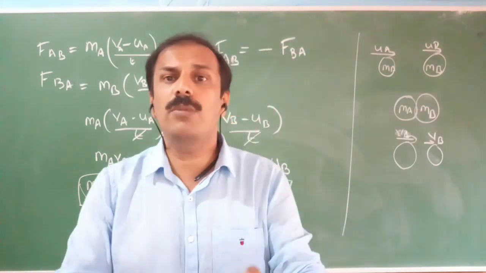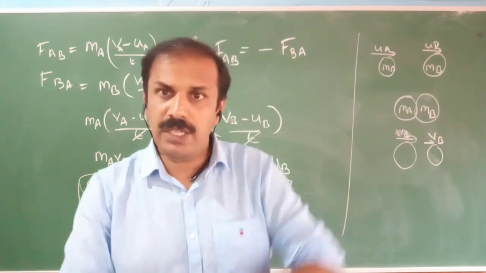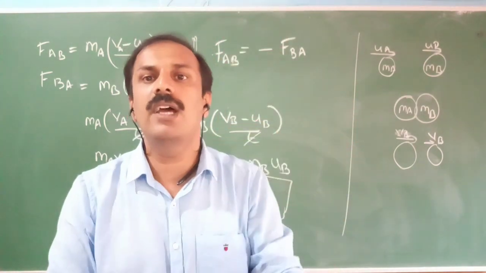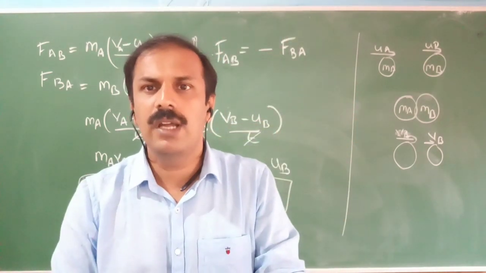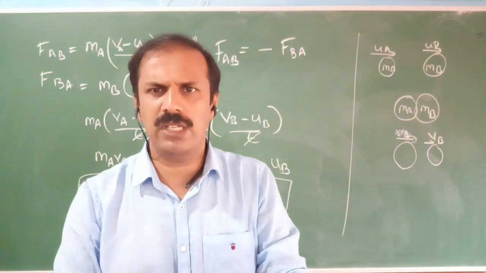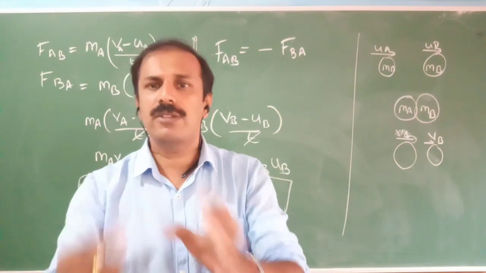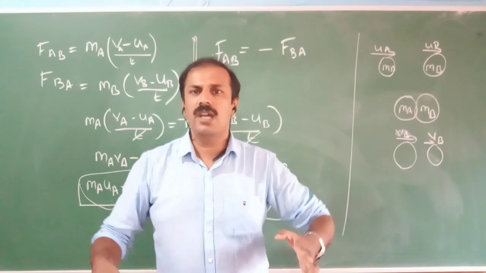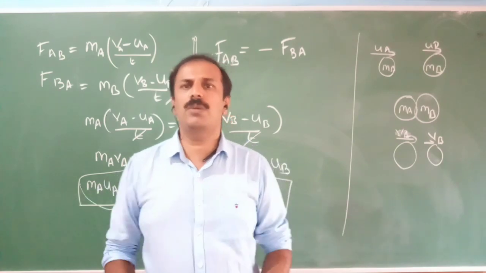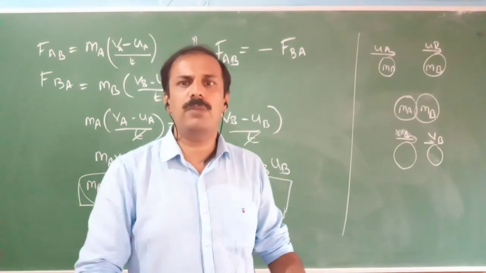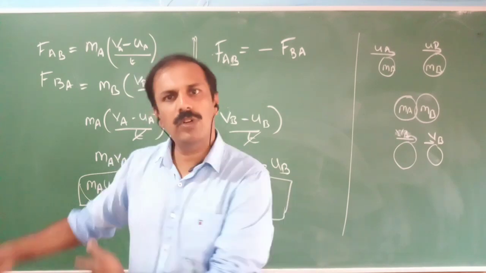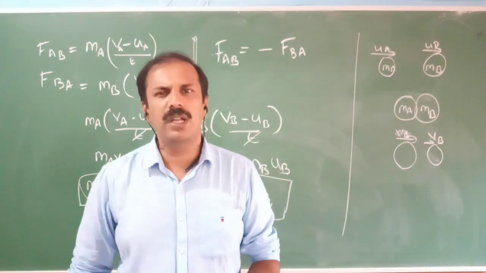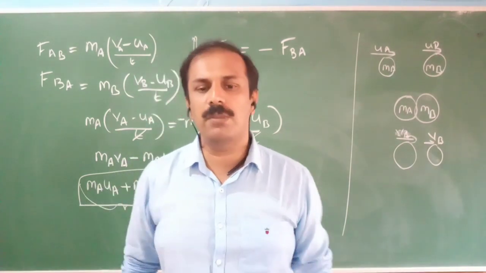So the total momentum remains the same. Whatever amount is coming down, that much should go up. Then only the momentum remains the same. There are many other examples for Newton's third law. Another simple example: if you are standing on a boat and you jump to the shore from the boat, then the boat will move back. That is another example. Like that you have so many examples.